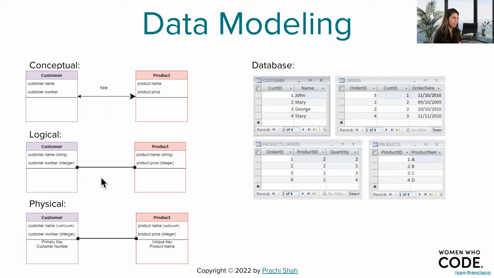Now I will go into the logical modeling, right? Where I'm defining, hey, customer name would always be a string. It will not be an integer, right? Customer number would be an integer.